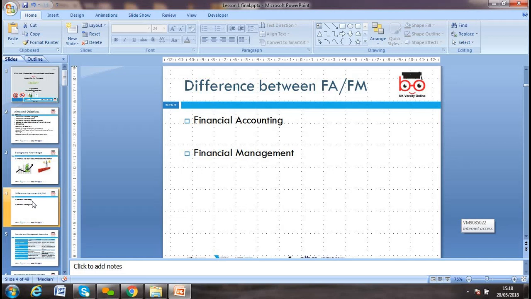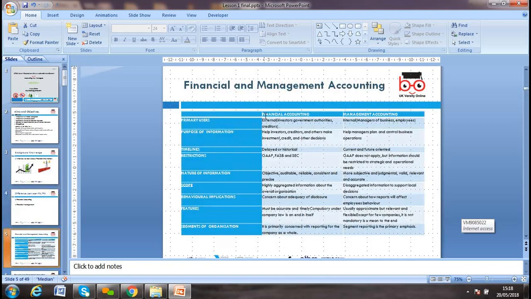Okay, so financial accounting, financial management. First we're looking at financial accounting, which is external, so the primary user is an external user. Management accounting is internal, which managers of the business or employees can use, because it's very hard for external users to get management accounting information.